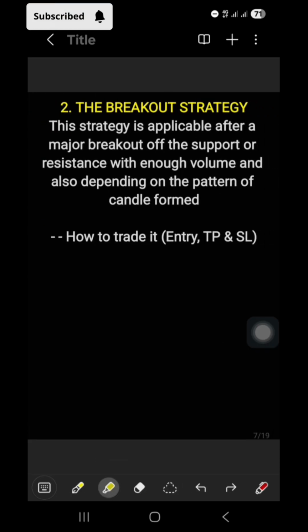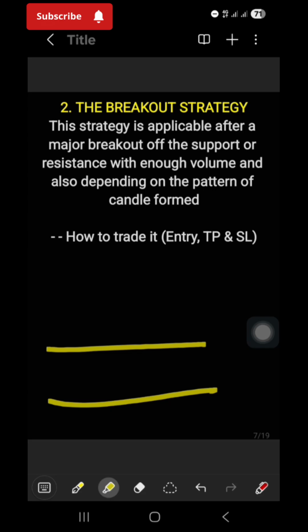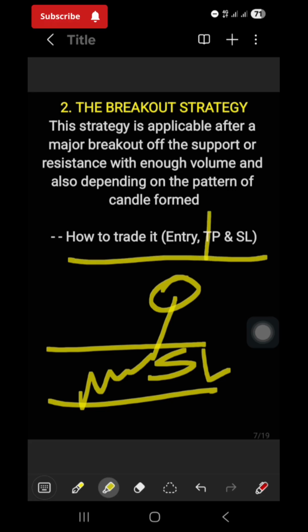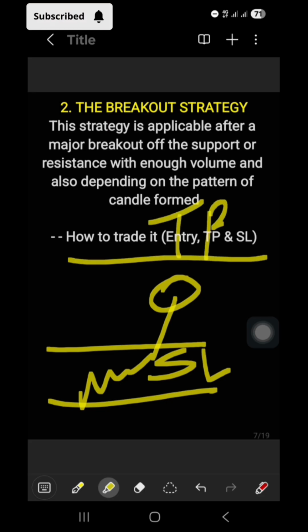All you need to do is, let's assume this is your line. Immediately the price breaks out here, boom. Are you getting me? This is your entry somewhere here. You are waiting for the breakout for your entry. Then automatically where the price breaks out will turn to be your SL. Then the next resistance above it will turn to be your take profit, your TP.